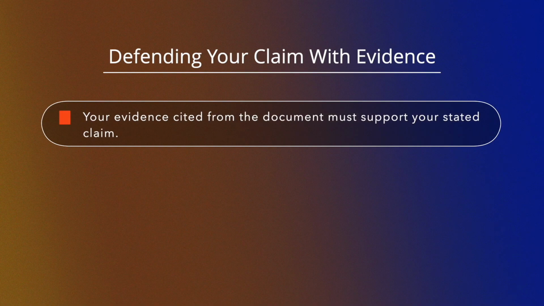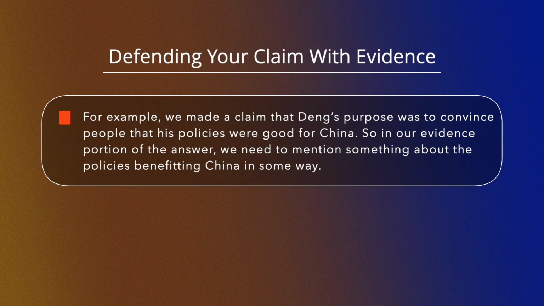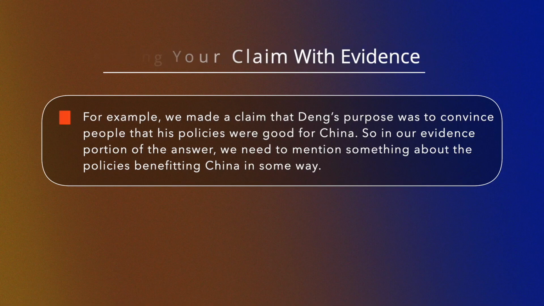As a side note, when defending your claim about purpose or even point of view, it's very important that your evidence pulled from the document can be used to support your claim about the author's purpose. For example, we made a claim that Deng's purpose was to convince people that his policies were good for China. So in our evidence portion of the answer, we need to mention something about the policies benefiting China in some way. You would not get credit for your answer if your supporting evidence was something completely unrelated, even if it comes directly from the document.